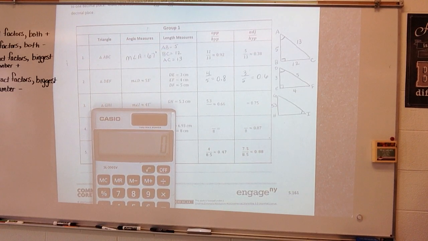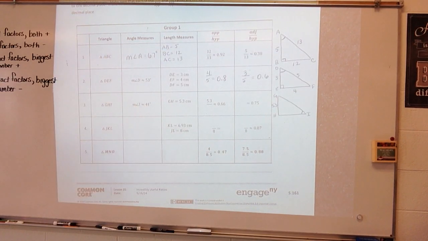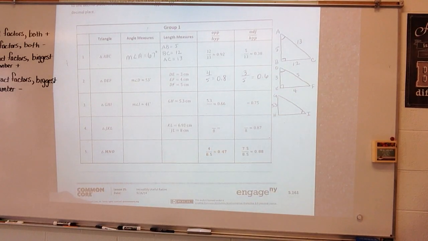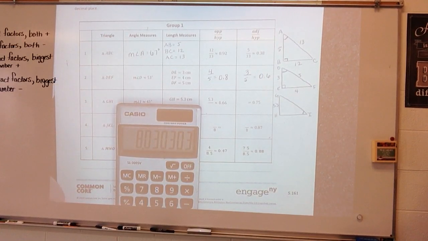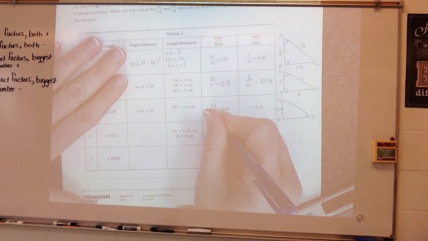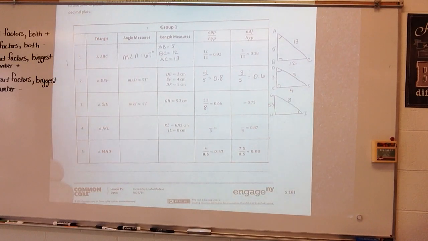So what I can do here to figure out my x is set this up as a ratio, and so I'd have 0.66x is equal to 5.3. So I'm going to divide 5.3 by 0.66, and that gives me approximately 8. Alright, it says to round to the nearest. So now I know my hypotenuse is 8.